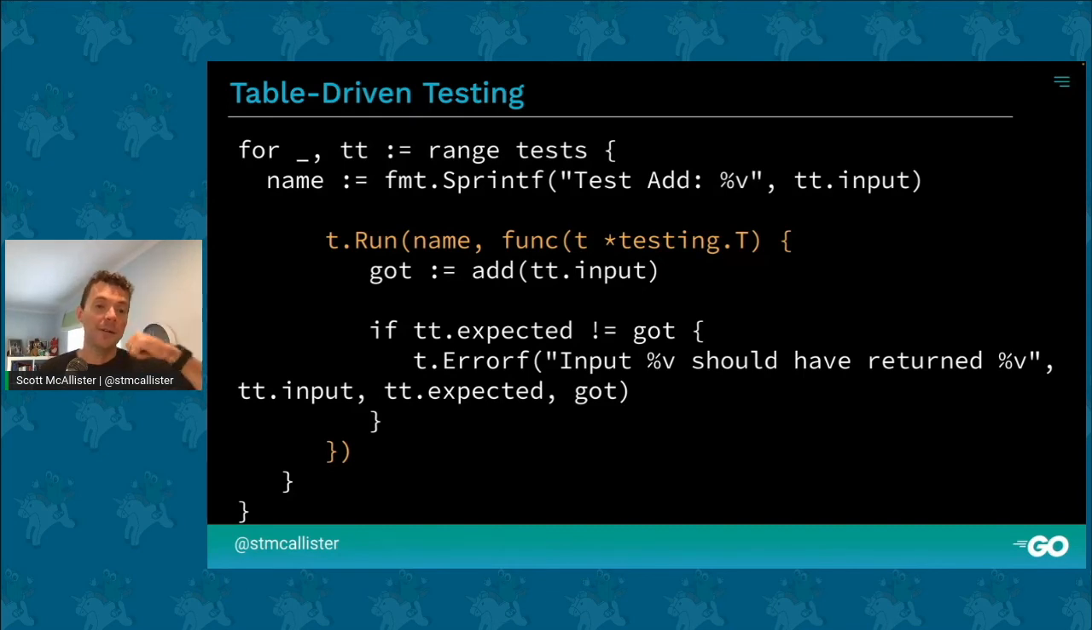This one now calls that add function. It uses the input value. It gets a got, right? And then it compares it with the expected value. It compares the expected value with the actual value.